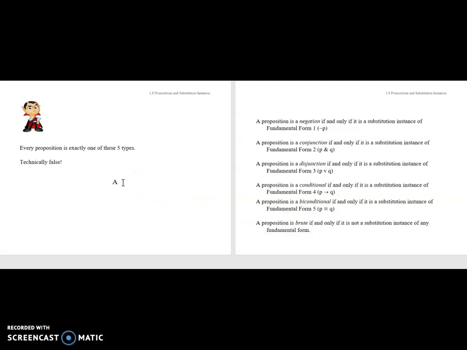Okay, so now with these 6 here, every proposition is exactly one of these 6 types. That's true. Okay, that's a true claim. So that's the fundamental idea here. All right, you pick a proposition out of a hat, and it's going to be a substitution instance of one of these types, or else it's not going to be a substitution instance of one of those types. Okay, and that is going to hold for every possible proposition.